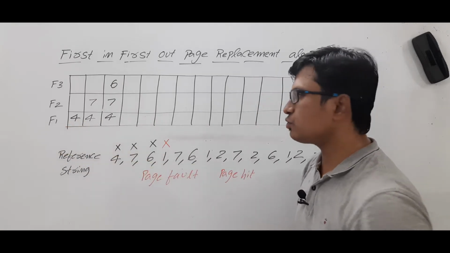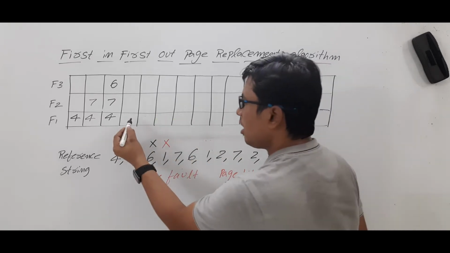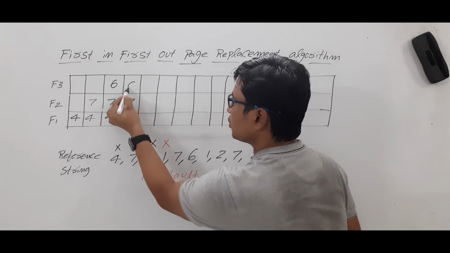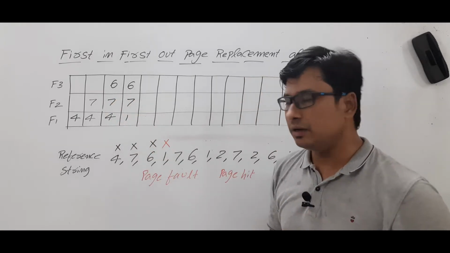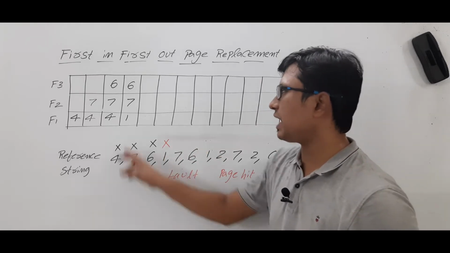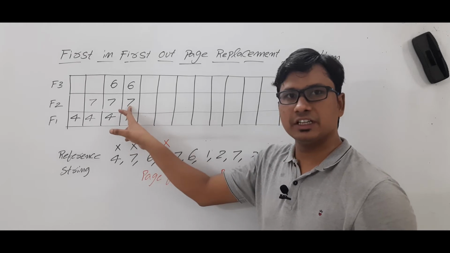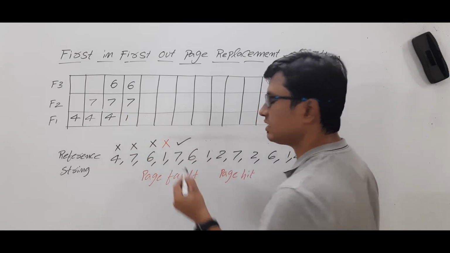That page we have to swap out and page number 1 should be swapped in. After doing that, page number 1, page number 7 and page number 6 are currently available in the main memory. Now page number 7, the CPU is trying to access. Is page number 7 there in the main memory? Yes, it is available. So we will call it a page hit.